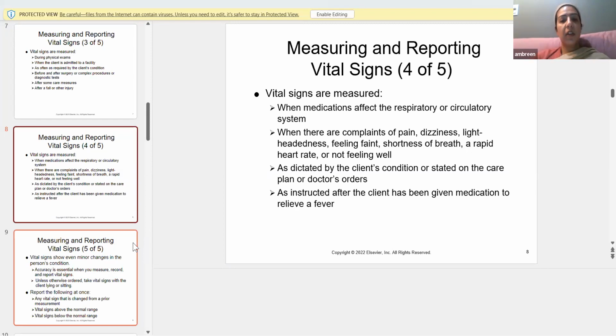As instructed, after the client has been given medication to relieve a fever. If your client is having a fever, we check their temperature, which is again, we are taking a vital. We give the medication, we check the vital again. Did the fever come down or not? It does not matter, you have to do all the parameters. No, you only might need sometimes the temperature to be checked. Okay.